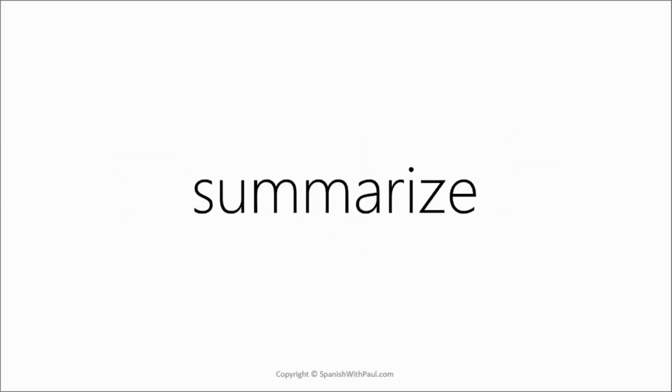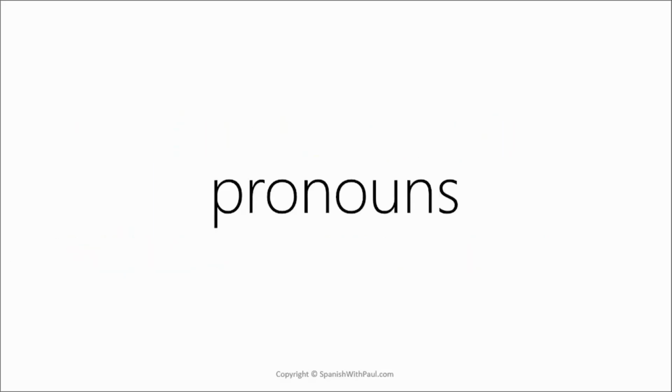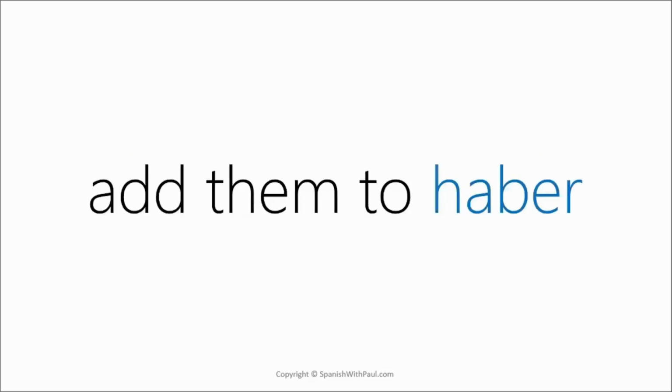So let's summarize now. We know that we have our two set phrases. Podría haber for could have and debería haber for should have. To change the angles, you simply will conjugate either podría or debería. Then, when it comes to pronouns, you will always add them on to the end of haber. Let's continue with part 2.